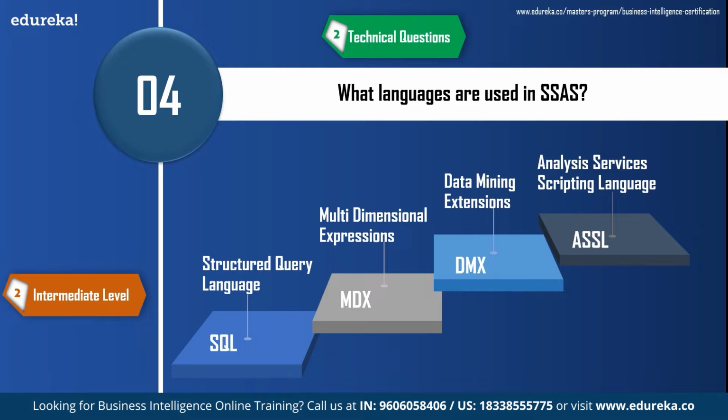Next, DMX or data mining extensions is a language that you can use to create and work with data mining models in SSAS. You can use DMX to create the structure of new data mining models, to train these models, and to browse, manage, and predict against them. Next, we have the Analysis Services Scripting Language, ASSL, which is an extension to XML that adds an object definition language and command language for creating and managing analysis services structures directly on the server. You can use ASSL in custom applications to communicate with analysis services over the XML protocol.